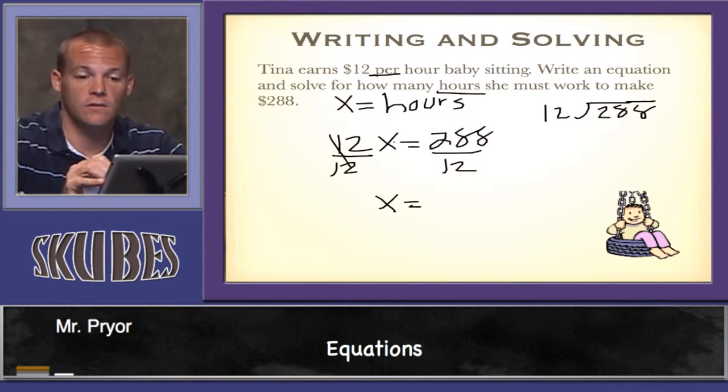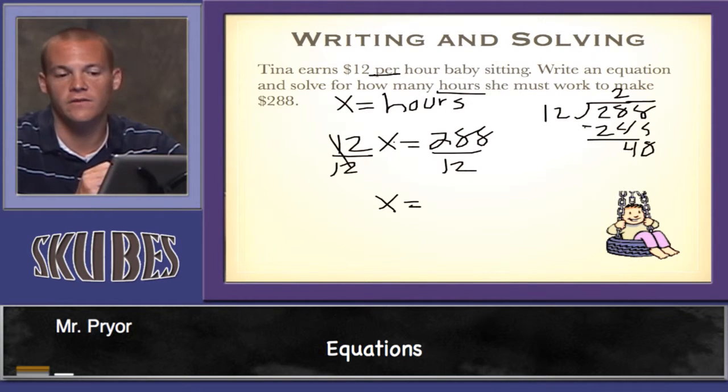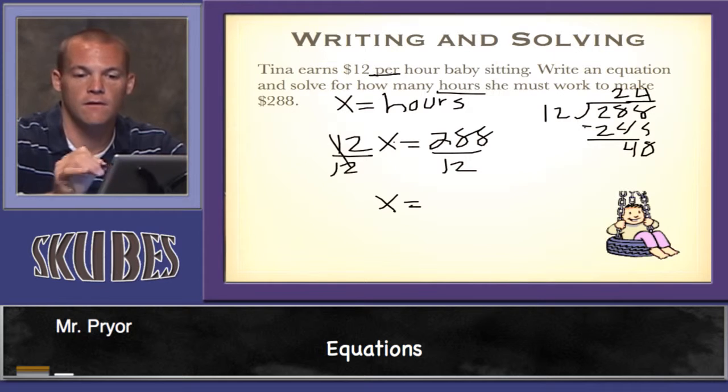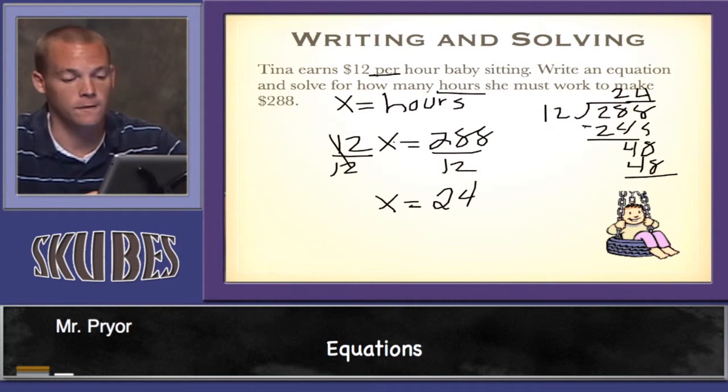12 goes into 28 2 times. Multiplying will give us 24. We subtract there and we end up with 4. Bring down your 8, and 12 goes into 48 4 times. So you see then that we end up with a value of 24 for the number of hours she will need to work.